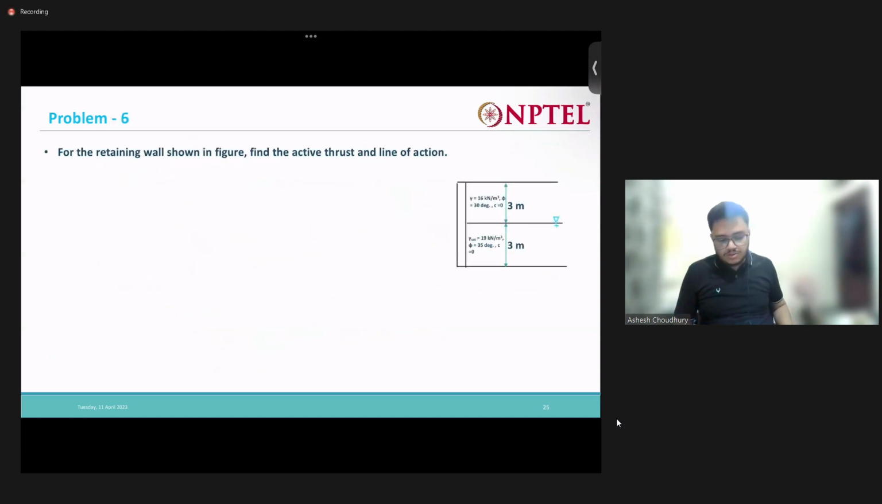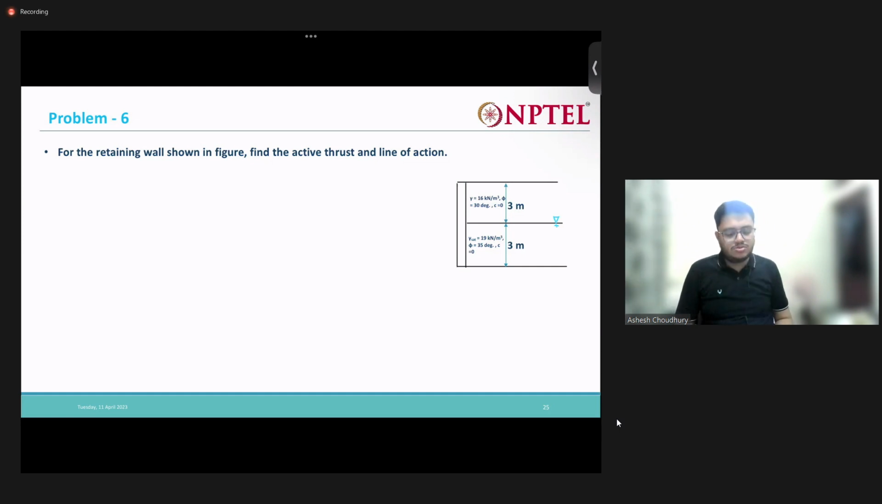Okay, next problem. For the retaining wall shown in the figure, find the active thrust and line of action. Two layers are there, 3 meters each. What is the difference between these two layers? Phi is different, and the upper layer is dry while the lower layer is submerged.